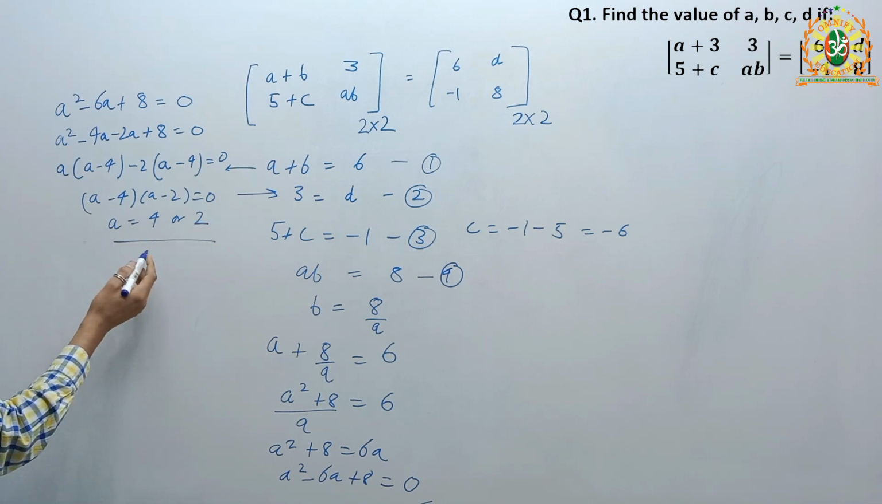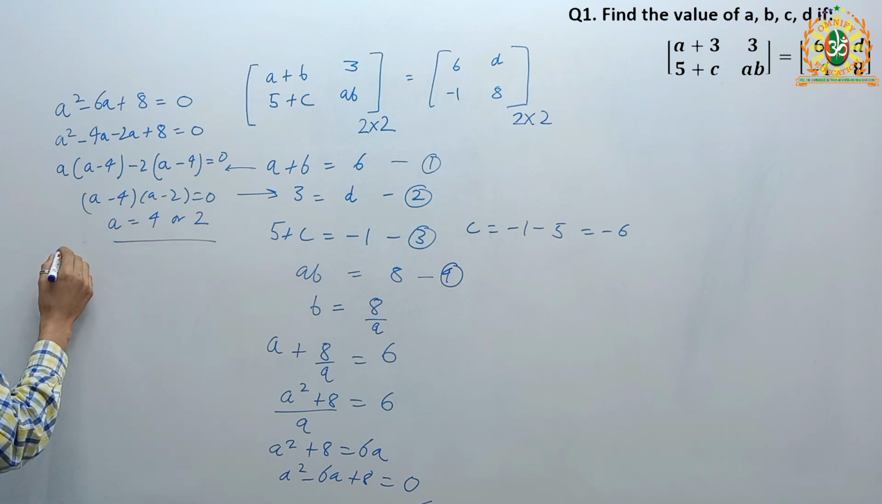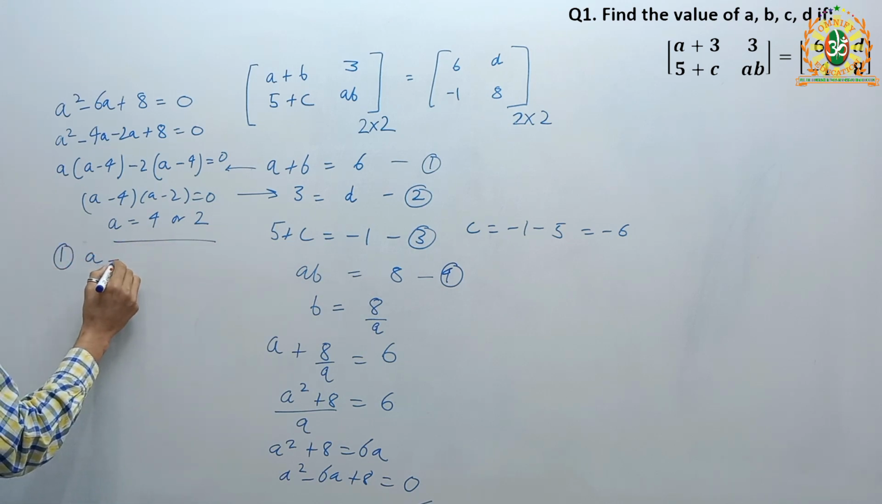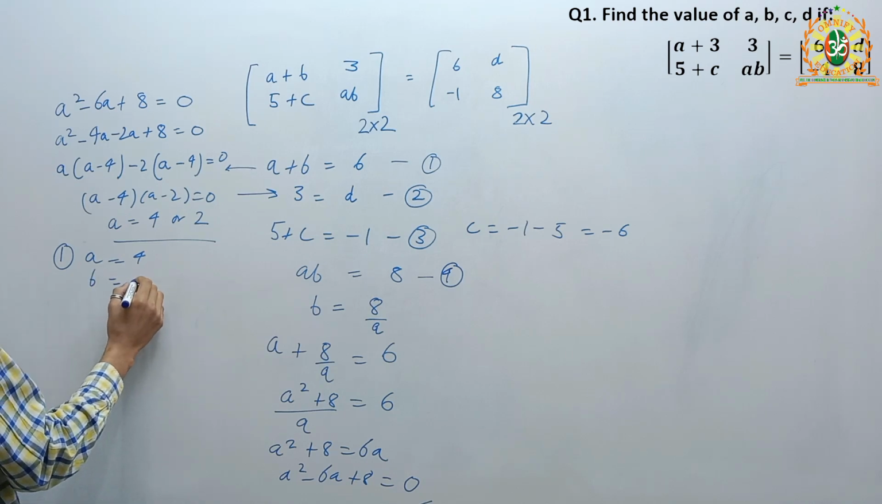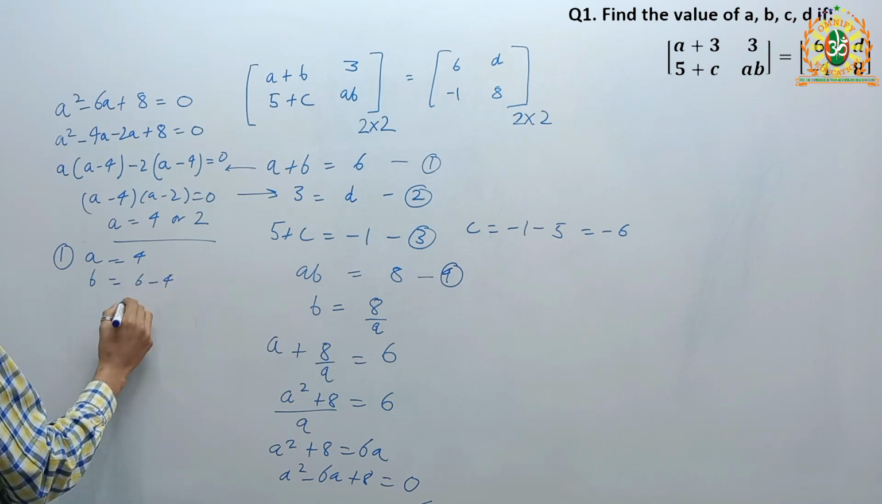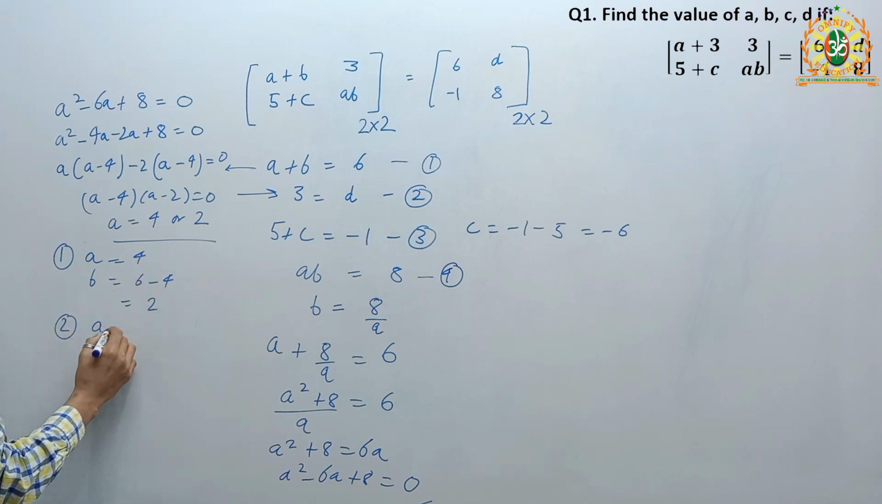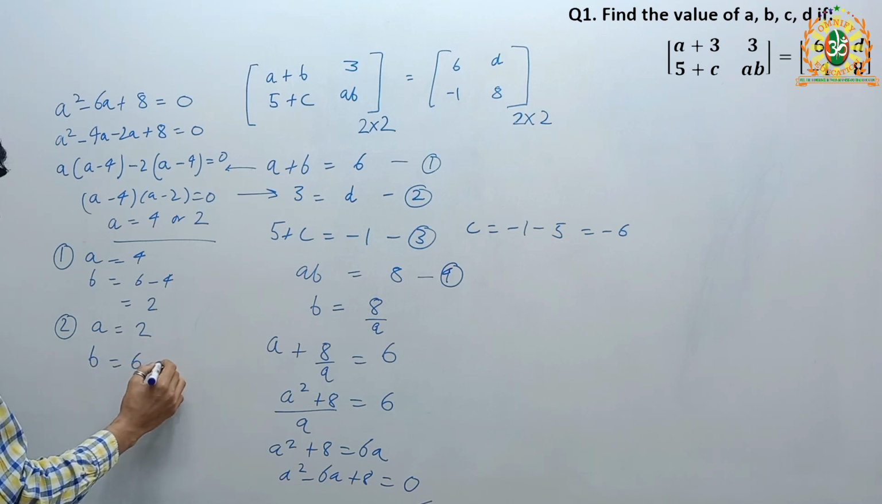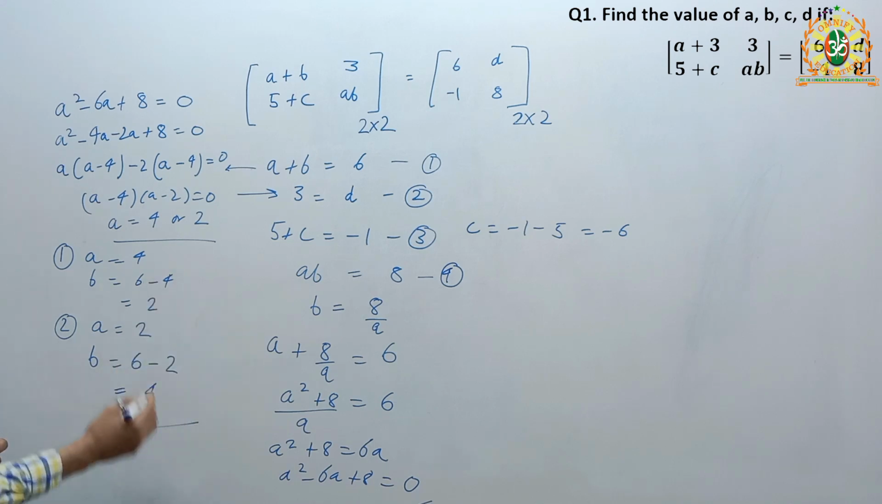Now in this case you have reached two values of a. In case 1, if a is equal to 4, then your value of b would be 6 minus 4, which will be 2. And in the second case, if a is equal to 2, then your value of b would be 6 minus 2, which will give you 4. Thus this is your complete answer.